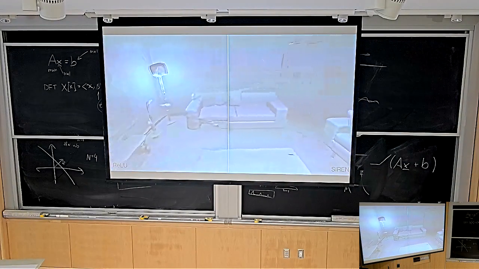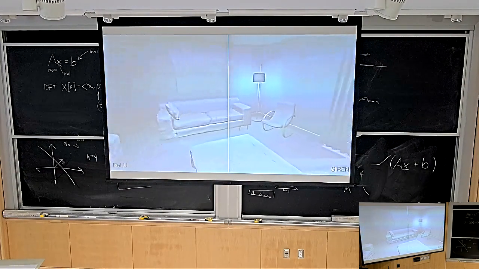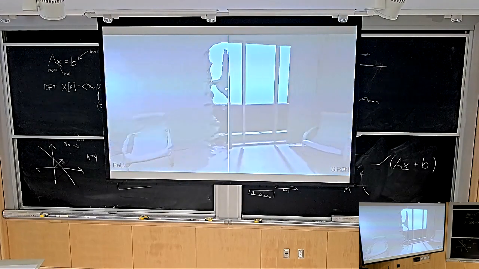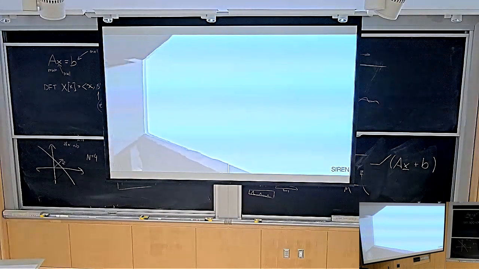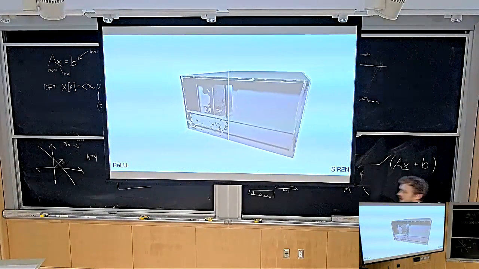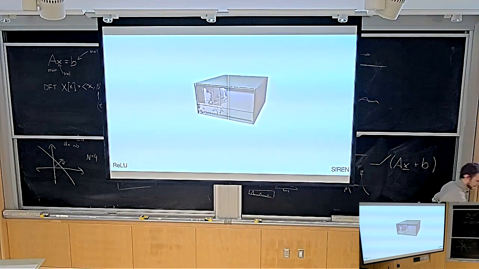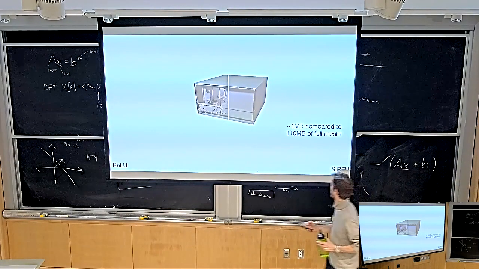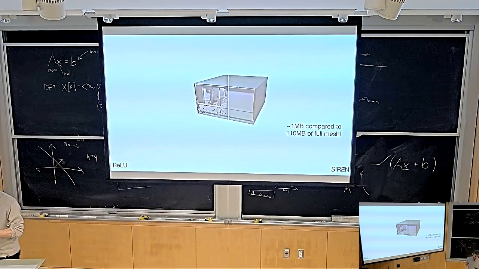But this is really noteworthy. This whole room is stored in one neural network, which you literally give a 3D coordinate, and it tells you the signed distance function for that 3D coordinate. And so this whole room is stored in a neural network of like 1 megabyte. So it's really small. The mesh that generated this was, in comparison, 110 megabytes.